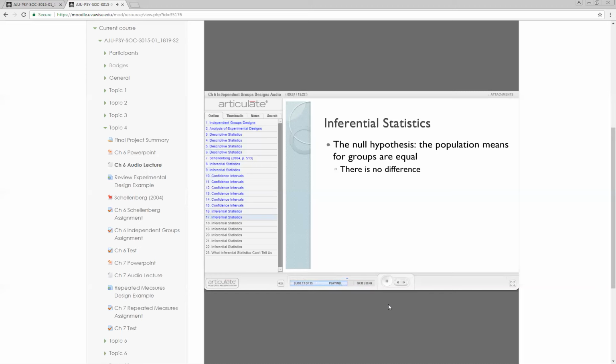But what we can do is test the null hypothesis. We can see, assuming that there is no difference between the groups, which is the null hypothesis, how likely is it that you would get the result? So the null hypothesis is always that there is no difference, and that's the only thing we can actually do. So we start null hypothesis testing by assuming the null hypothesis is true. We start out saying, okay, let's assume there is no difference.